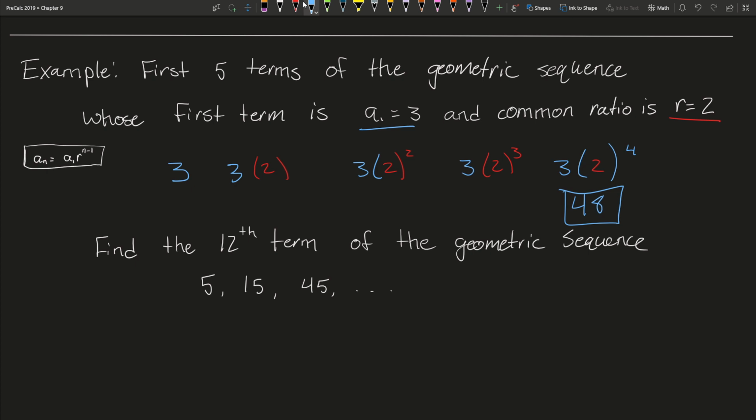Another way you can do it is just keep it simple, right? So 3 times 2 is 6. 6 times 2 is 12. 12 times 2 is 24. And then 24 times 2 is 48. Questions about that example?